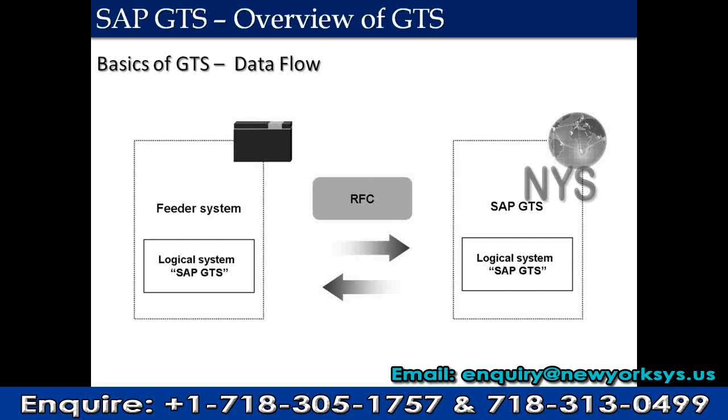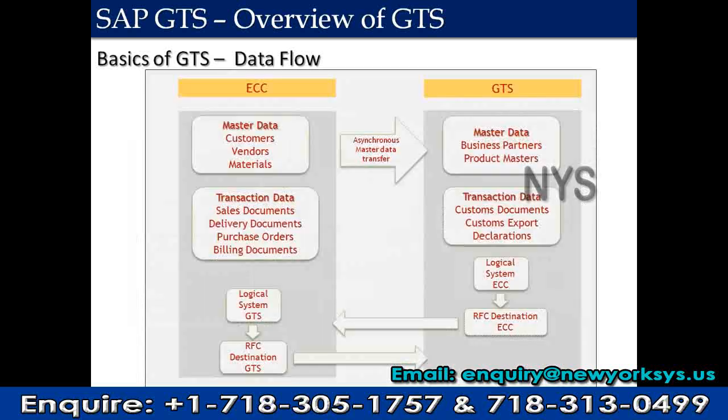So there is a feeder system. It can be ECC, it can be anything, and there is a GTS system, and it is connected through RFC. Okay, and this is how the data flows. So the master data is customers, vendors, and material. These are the three master data which are there in ECC, which is asynchronous master data transfer.